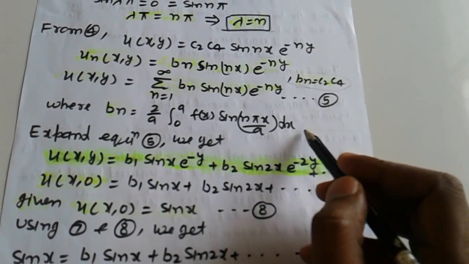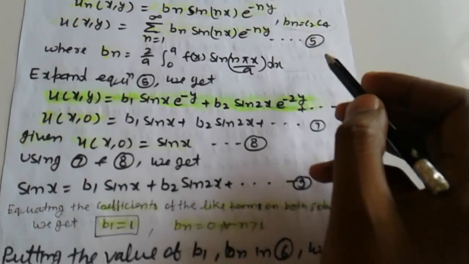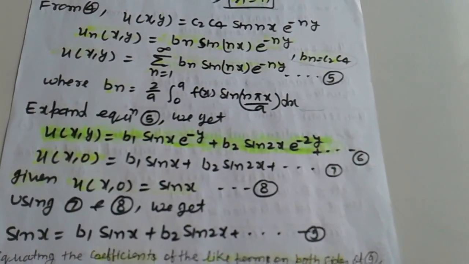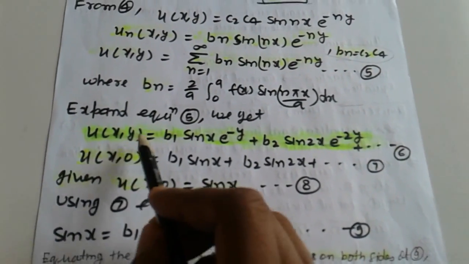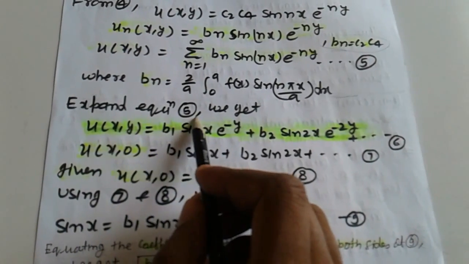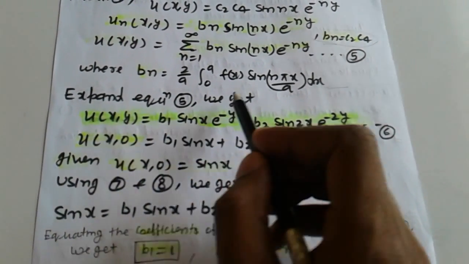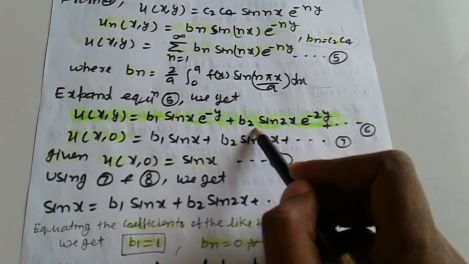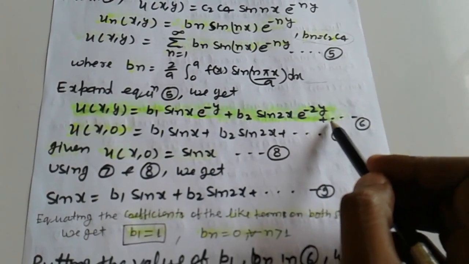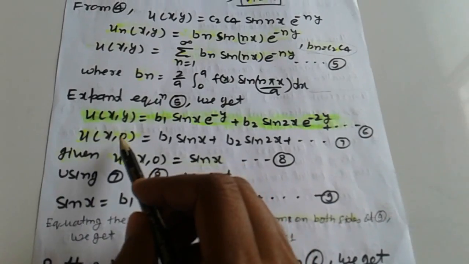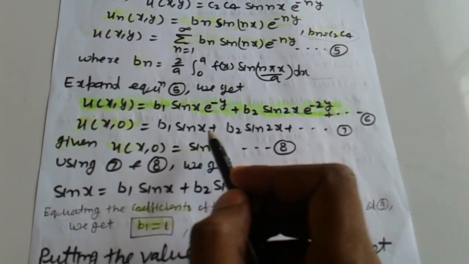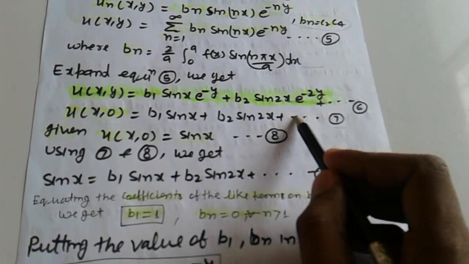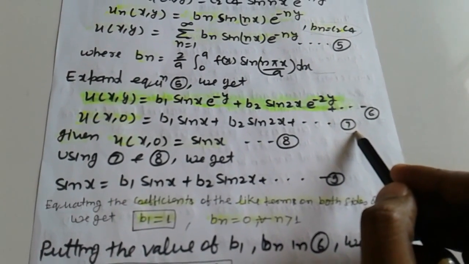Now expand equation 5, we get u(x, y), put n equal to 1, we get the first term, second term by putting n equal to 2 and so on. And given u(x, 0) equal to b1 sin x plus b2 sin 2x and so on, up to infinity. This is equation number 7.